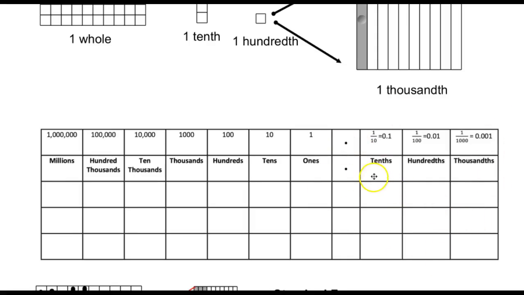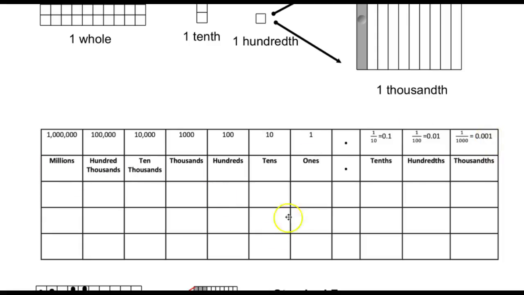So the first slot after our decimal point is going to be tenths. And if you look up here, there's actually a couple of different ways you can write that. You can either write it as a point and then whatever digit you are using, or you can do it as the number over 10, so it's 1/10. The next one over is hundredths. So we have 1/100th or 0.01. We also have thousandths, which is 1/1000, which equals 0.001. So that one's 3 places over.